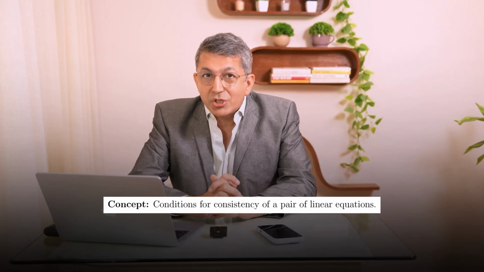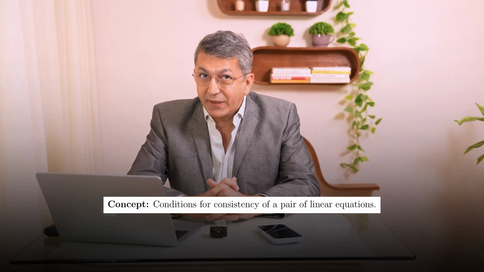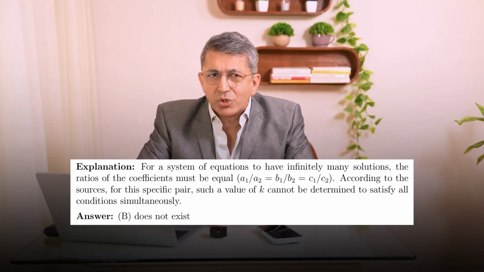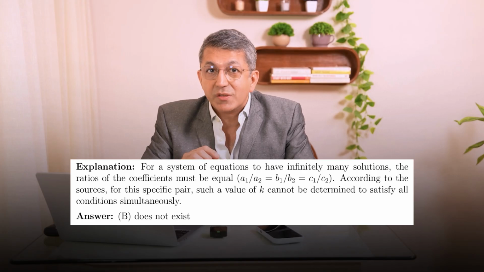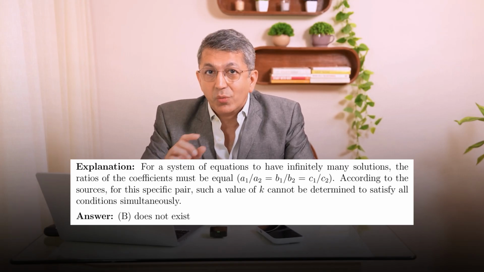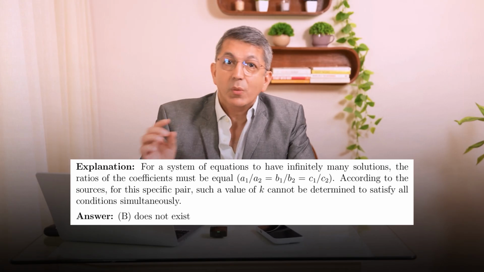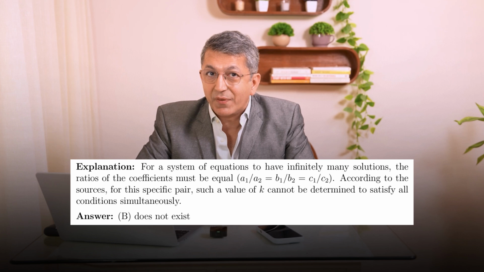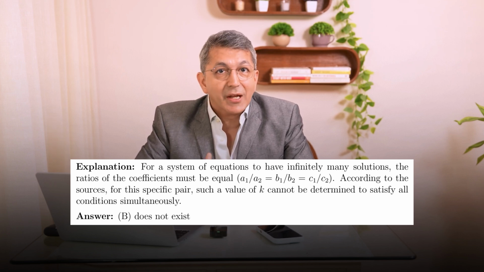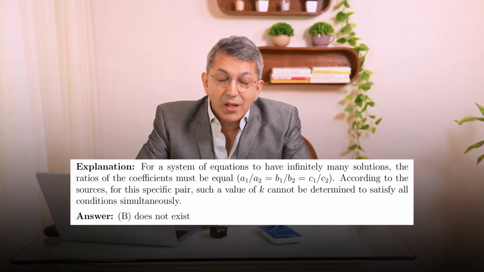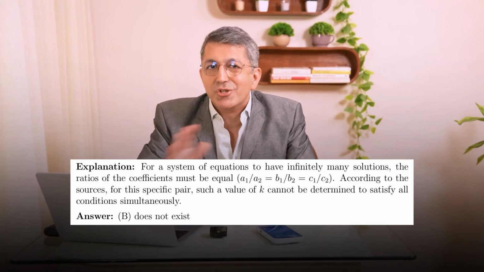Concept. Conditions for consistency of a pair of linear equations. Explanation. For a system of equations to have infinitely many solutions, the ratios of the coefficients must be equal: a1/a2 = b1/b2 = c1/c2. According to the sources, for this specific pair, such a value of k cannot be determined to satisfy all conditions simultaneously. So the answer is B, does not exist.